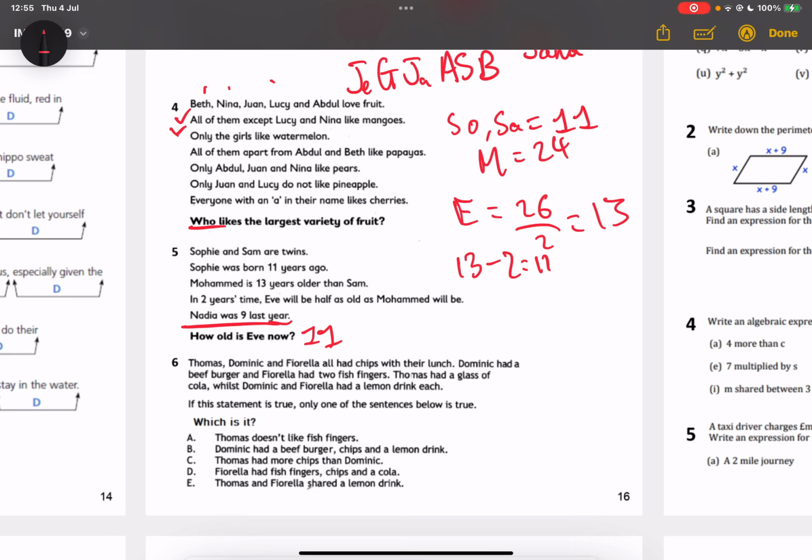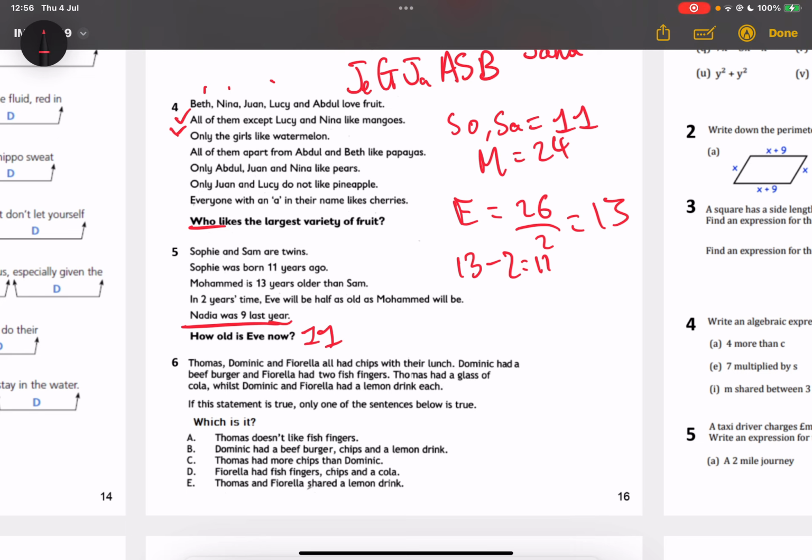Okay, next is 6. Thomas, Dominic, and Fiorella all had chips with their lunch. Dominic had a beef burger and Fiorella had 2 fish fingers. Thomas had a glass of cola, whilst Dominic and Fiorella had a lemon drink each. If this statement is true, only one of the sentences below is true. Which is it? Okay, so Dominic had a beef burger, Fiorella had 2 fish fingers, Thomas had a glass of cola, and Dominic and Fiorella had lemon drink. And they all had chips.